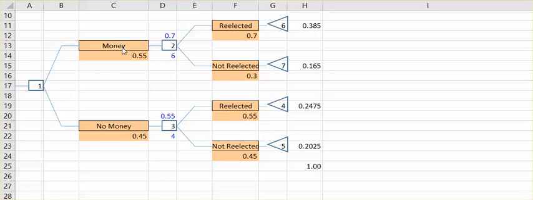Then it goes on and he states there is a 70% chance to be re-elected. So right up here in the tree, we can just put re-elected, there's a 70% chance. Once again we're saying 55% chance of raising money. If we raise the money, there's a 70% chance of being re-elected. And the complement of being re-elected, of course, is not elected, and that's 30%.